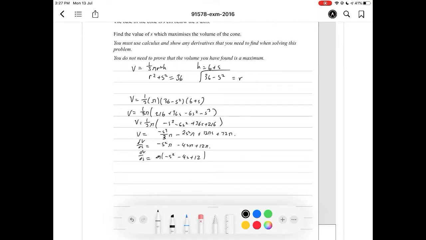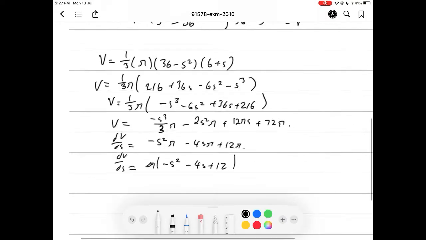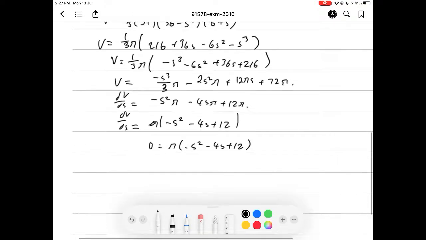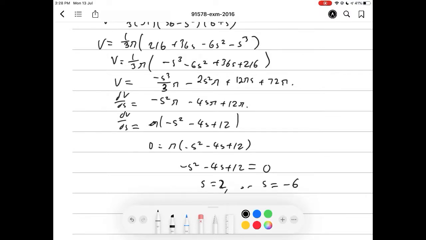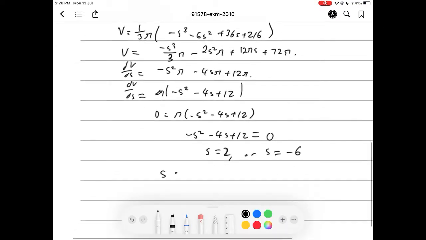And we know that at a maximum or minimum, the derivative is equal to 0. So 0 equals pi times negative s squared minus 4s plus 12, and therefore negative s squared minus 4s plus 12 equals 0. At this stage, you can just go directly to your graphics calculator, polynomial degree 2. We should get that s equals 2 or s equals negative 6. But s is strictly positive, so it cannot be s equals negative 6. Therefore, s equals 2 centimeters, and that will be our final answer for that question.